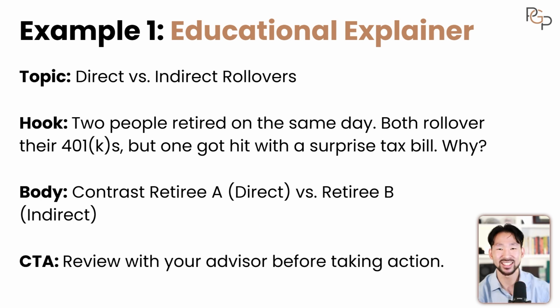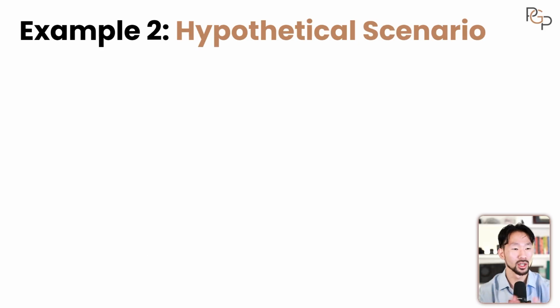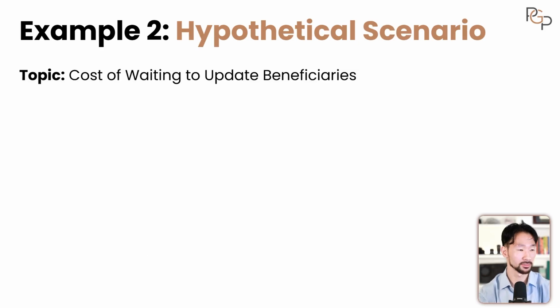And then the last CTA, review with your advisor before taking action. Maybe in your specific scenario, an indirect rollover could make sense. More likely than not, it's probably not in your best interest, but who knows? So it's definitely important to consult with your advisor before you take action, or if you're anticipating needing to do a rollover. Example 2, we have the hypothetical scenario.